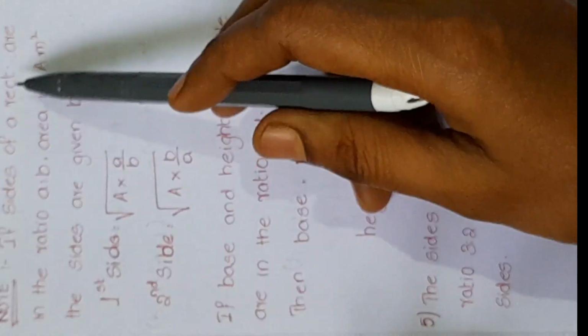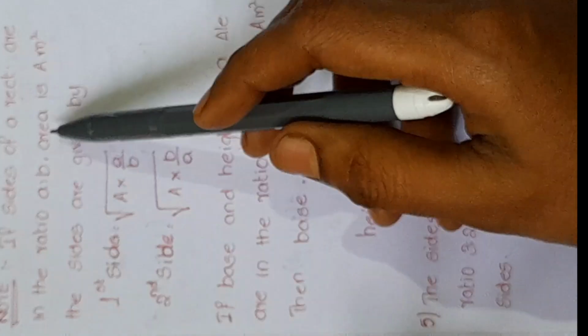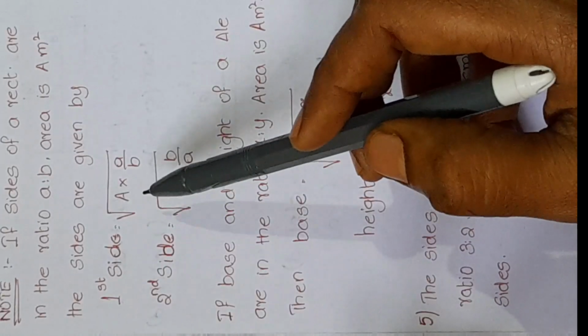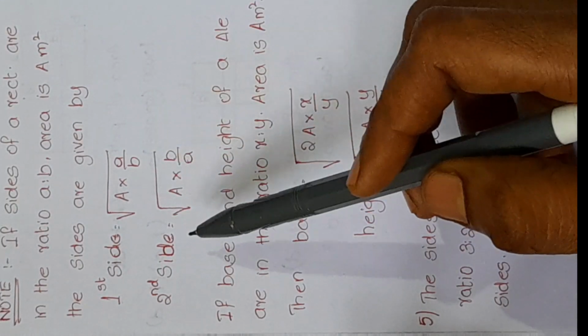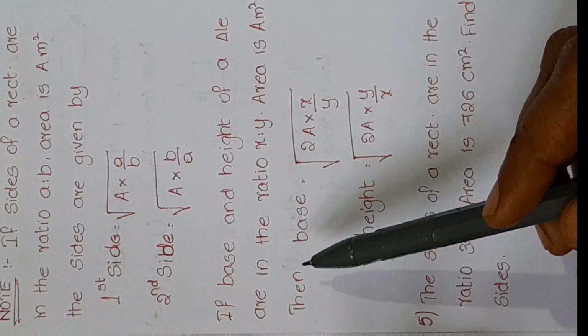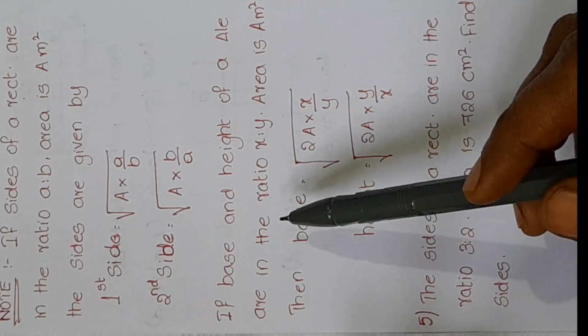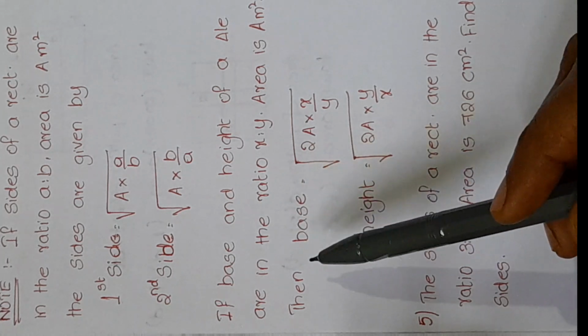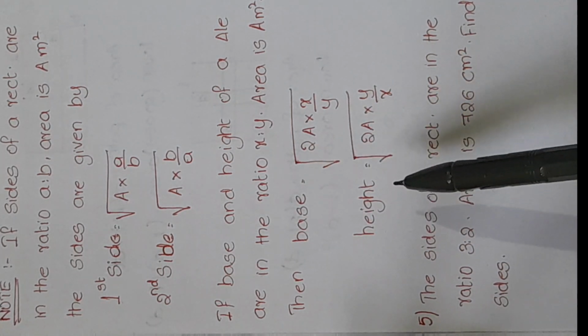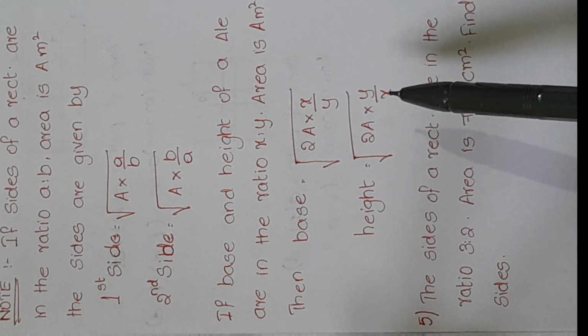Another note, if sides of a rectangle are in the ratio A is to B, and area is A meter square, then the sides are given by: first side is equal to root of A into A by B. Second side is root of A into B by A. That is the inverse ratio. And in the triangle case, if base and height of the triangle are in the ratio x is to y, area is A meter square, then base is given as root of 2A into x by y. Then height is given as root of 2A into y by x, that is inverse ratio.